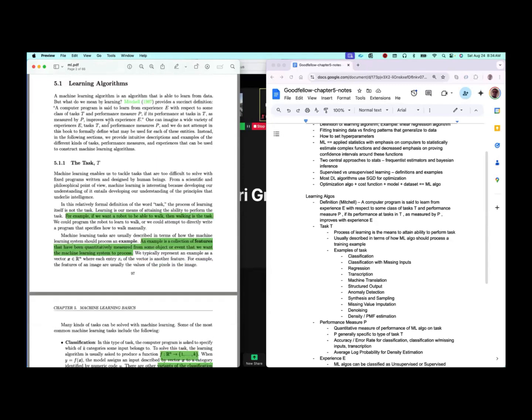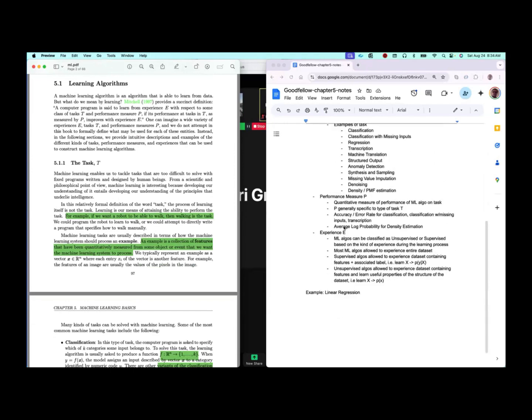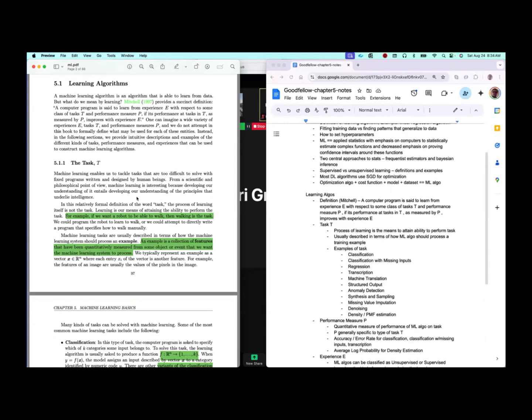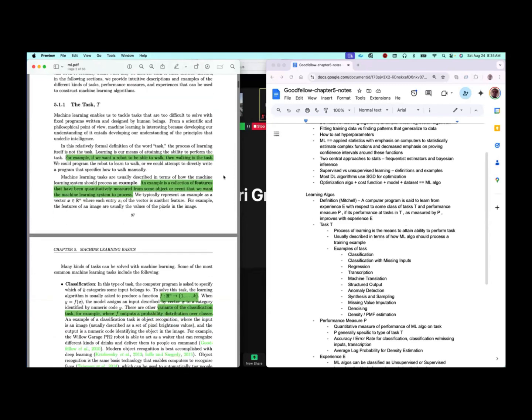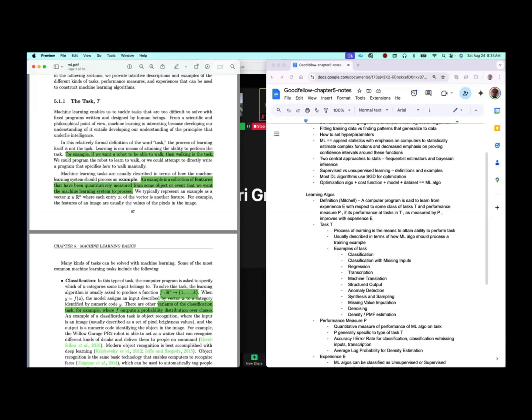So you can think of a learning algorithm as a combination of a task T, performance P, and experience E, and he goes into a little more depth on that. When you talk about a task, the author differentiates it from the process of learning itself. Learning is not the task, but our means of attaining the ability to perform the task. Say the task is sentiment analysis. Then the process of learning from data is not the task. The task is the sentiment analysis it will do once it learns from the data.